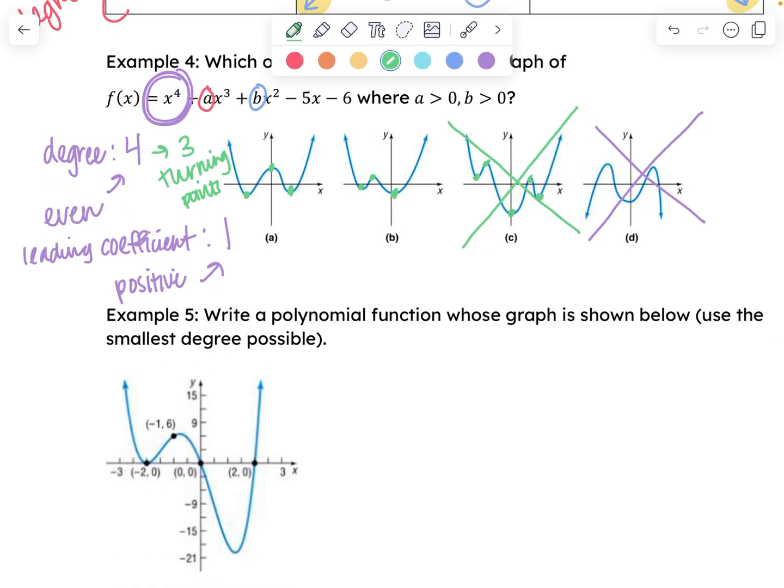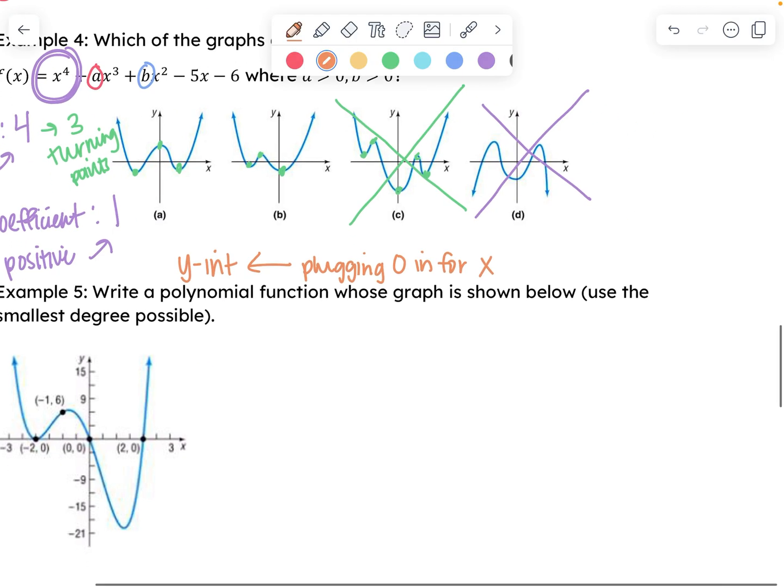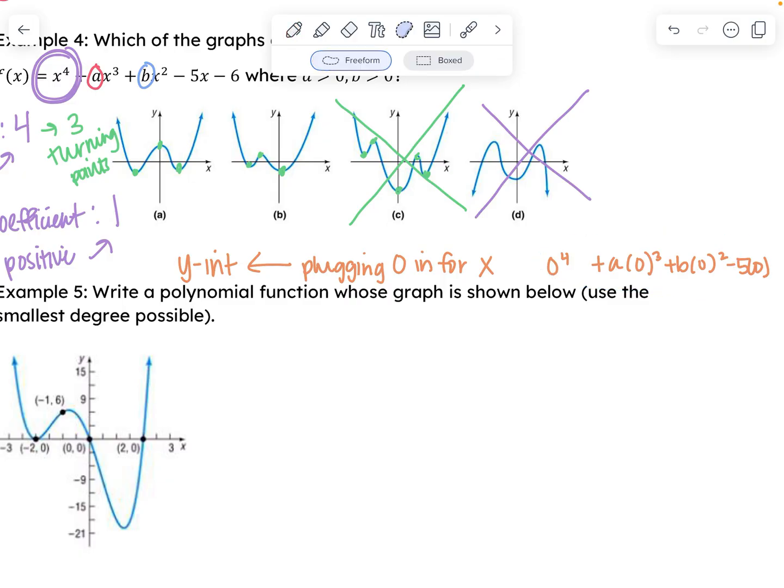Then the last thing that's going to help us is that even though we don't know what a and b are, we can find our y-intercept by just plugging 0 in for x. And remember, when we plug 0 in for x, that's going to get us 0 to the fourth plus a times 0 cubed plus b times 0 squared minus 5 times 0 minus 6.